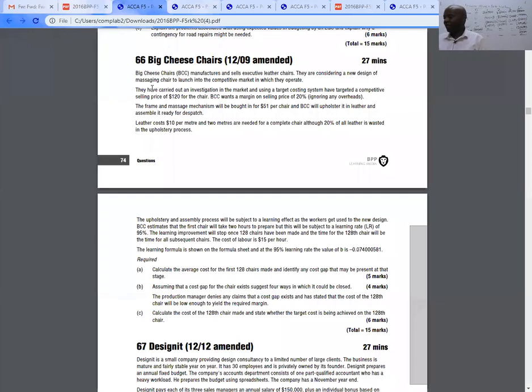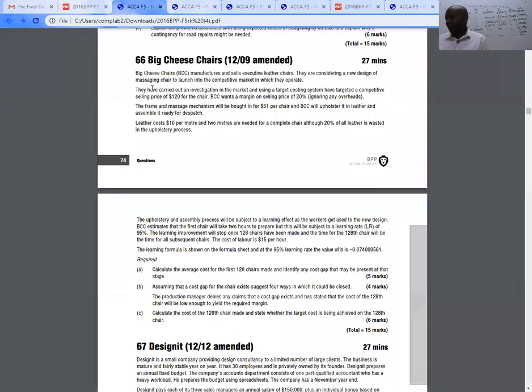BCC manufactures and sells executive leather chairs. They are considering a new design of massaging chair to launch into the competitive market in which they operate. They have carried out an investigation in the market and, using a target costing system, have targeted a competitive selling price of $120 for the chair. So really they have a targeted selling price. Beautiful.